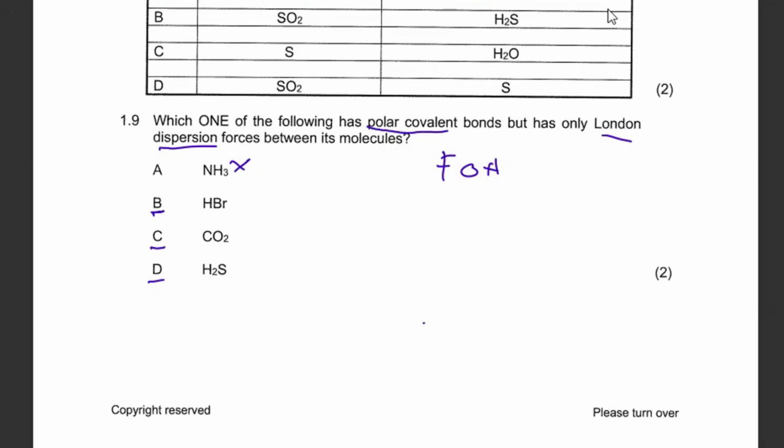Which one of the following is polar? Carbon dioxide has polar bonds, but has only London dispersion forces between its molecules.